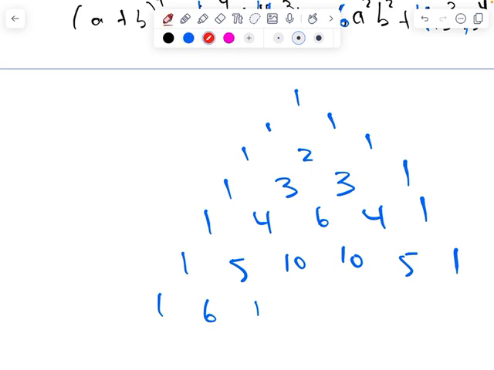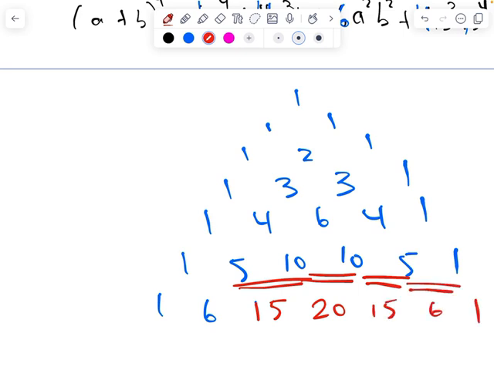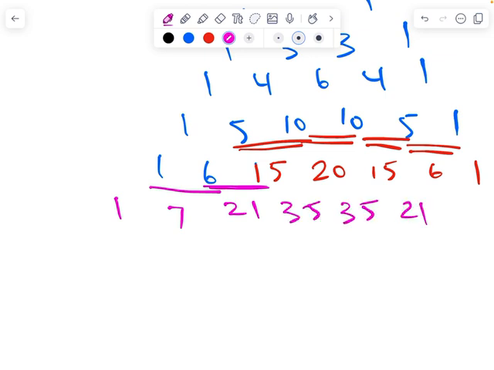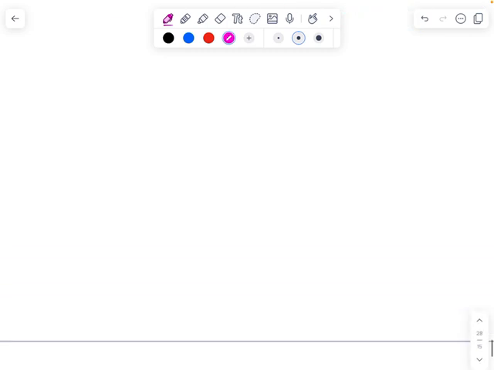How am I going to get the next number? Well, these guys add up to be 15. And these guys, 10 and 10, give me 20. Those guys give me 15, those guys give me 6, and we put a 1 down there. And then for the next layer, 1 and 6 is going to make a 7. That's going to make a 21. That's going to make a 35. That's going to make a 35, 21, 7, and 1. So this whole pattern is called Pascal's triangle.